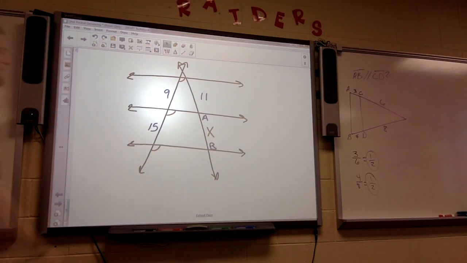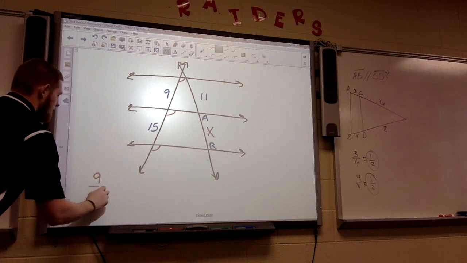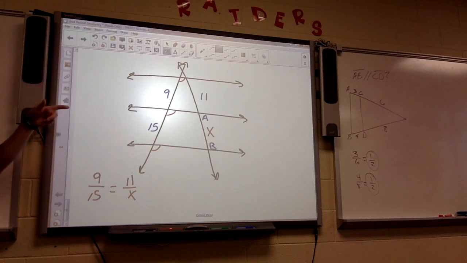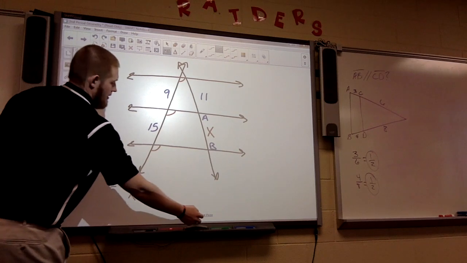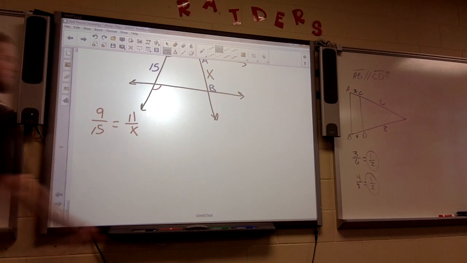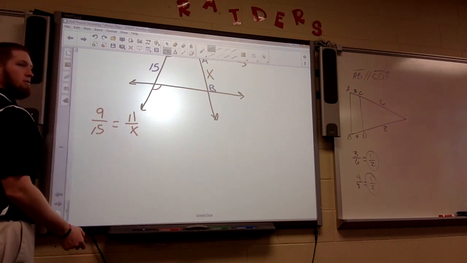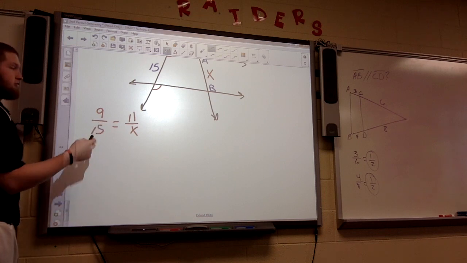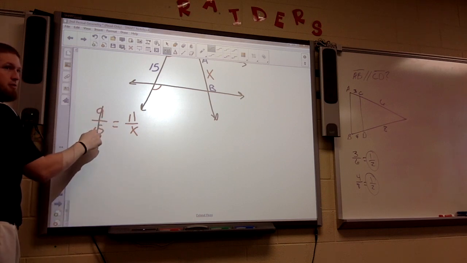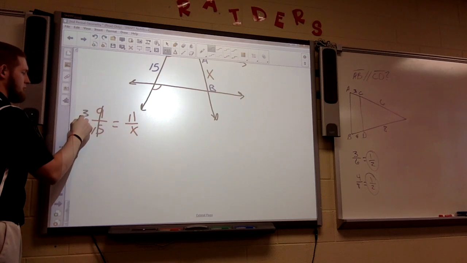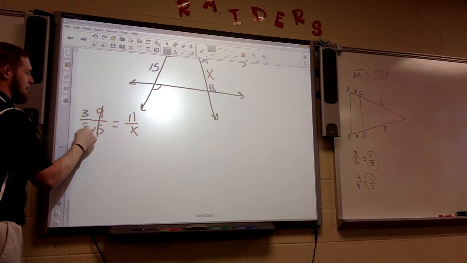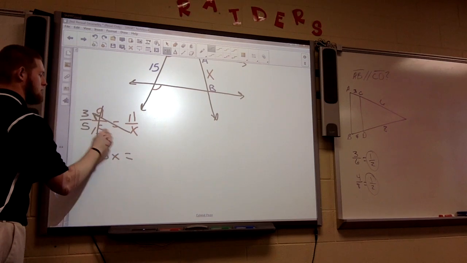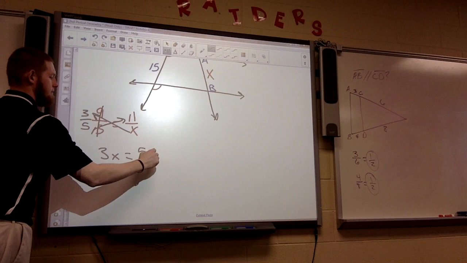9 over 15 equals 11 over x. Good. Could I have done 9 over 11? Yep. Okay. First step here, solving this: cross multiply. You could reduce first. You're going to get the same answer both ways, right? I would reduce, so I get 3 over 5. So when I cross multiply, I get 3x equals 55.